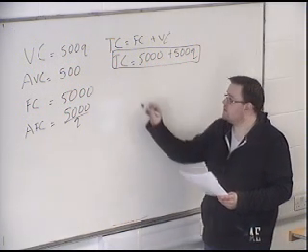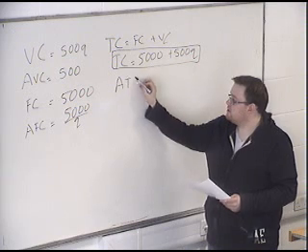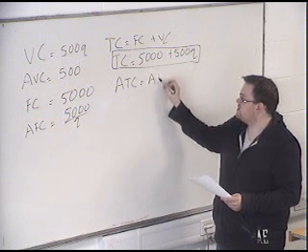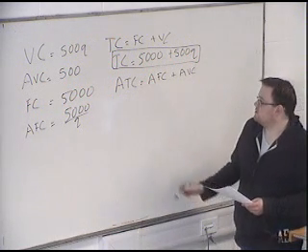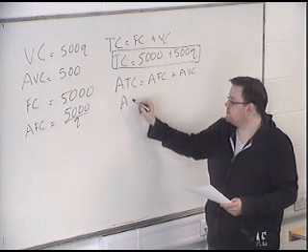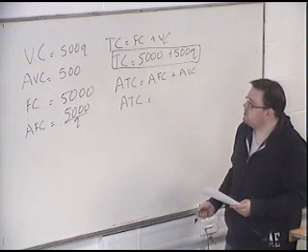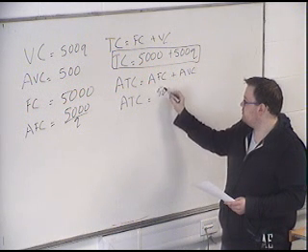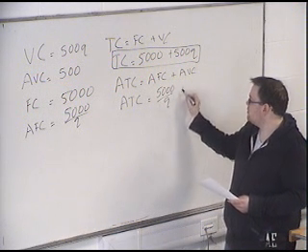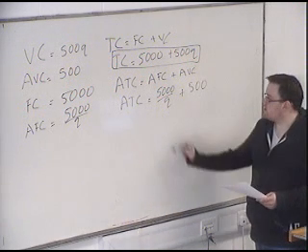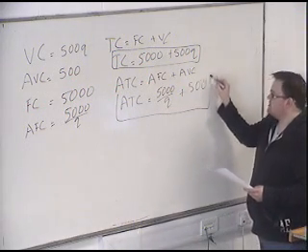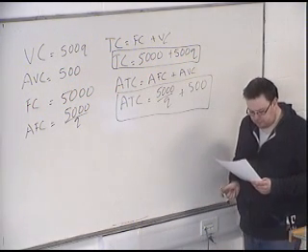So what's the average total cost? Well, average total cost is just average fixed cost plus average variable cost. We've already worked that out. So average total cost is equal to 5,000 over Q plus 500. Okay. So we know its total cost and its average total cost.